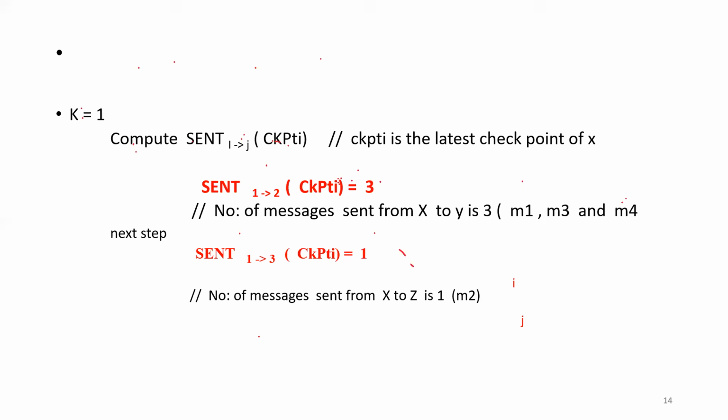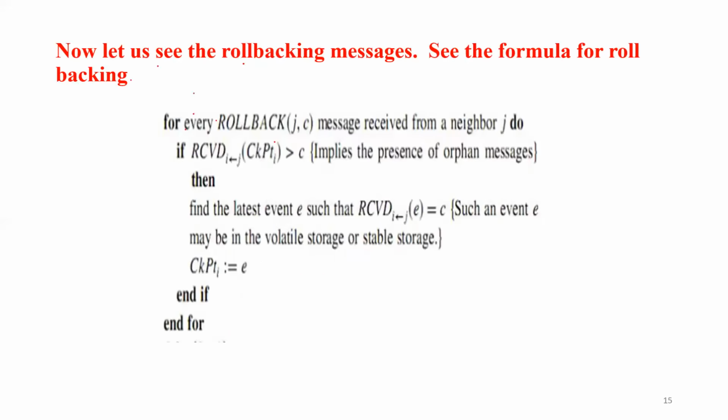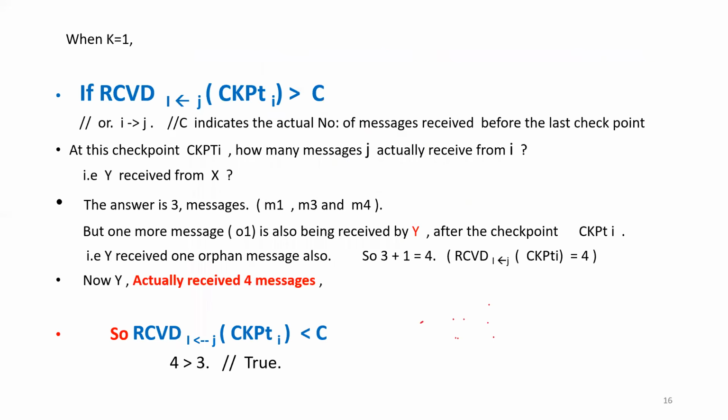Do you understand? Now let us see how to send the rollback message. This is the algorithm for sending rollback messages. See the algorithm. Now let us see how the rollback messages are being sent. If received J to I, see the arrow mark. J to I means J is the receiving end, I is the sourcing end. I is the origination of the message, and J is the receiving end.